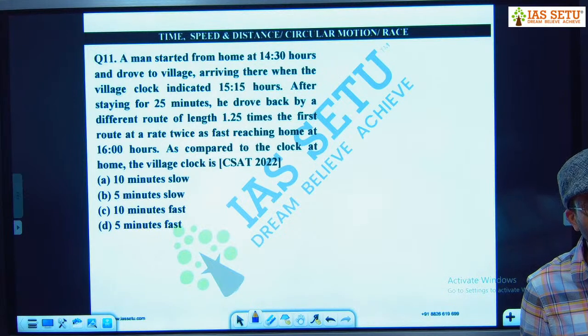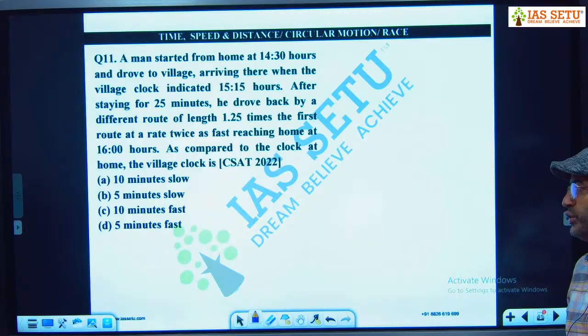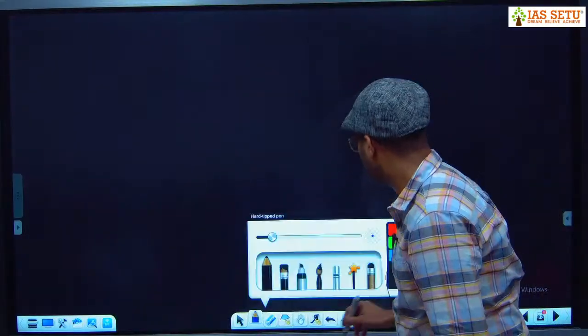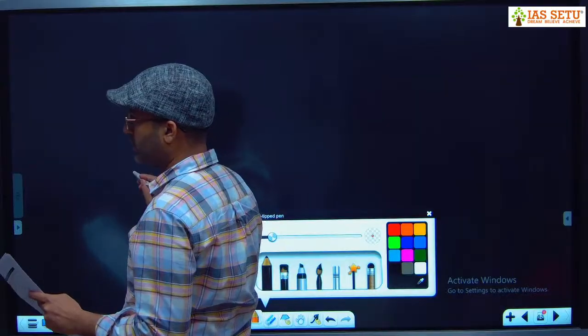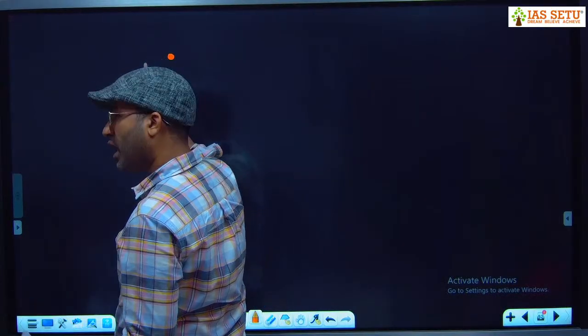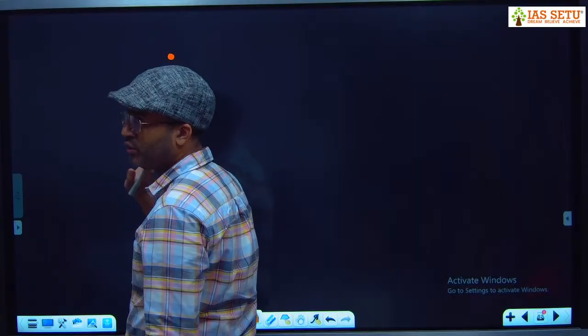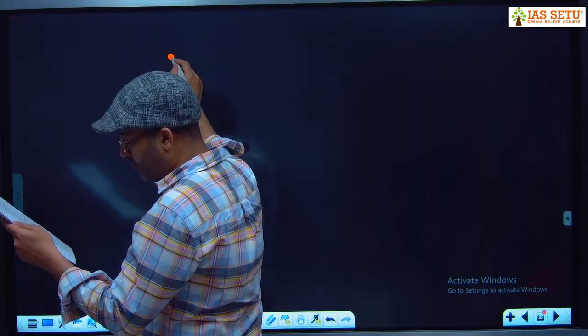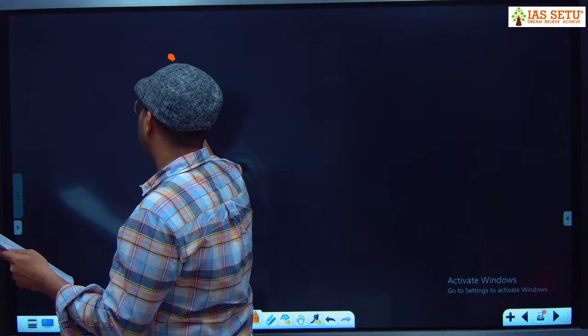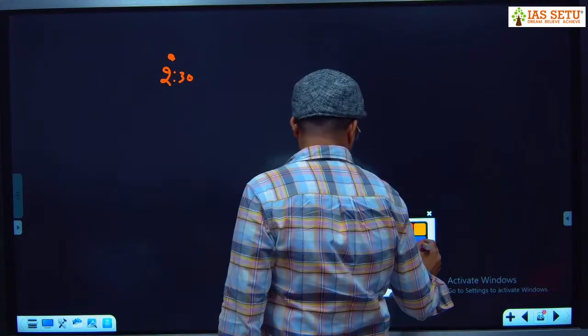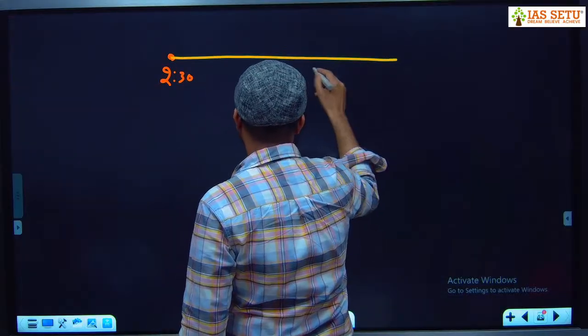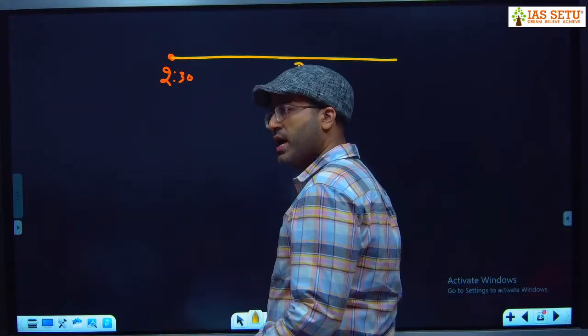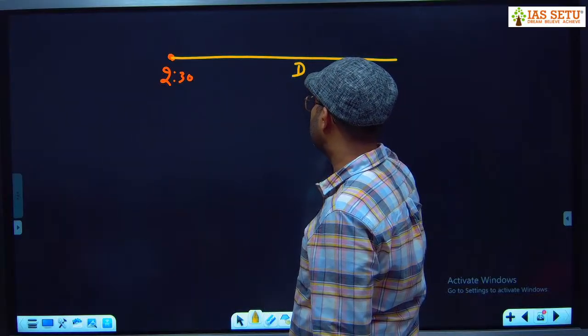Here they have clubbed two things, time, speed, distance and clock concept. But mainly 99% here, time, speed, distance will help. Okay, I tell you what to do in this question. Try to understand. See, we assume his home clock is correct. So he starts from his home at 2:30, covers a distance D at a speed x.